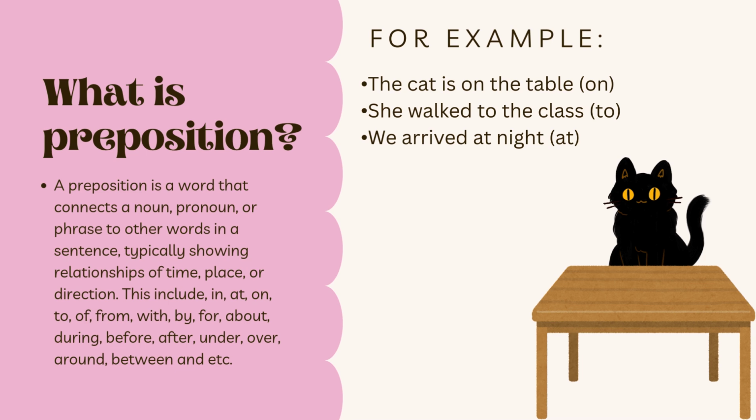So let's take a look at examples of prepositions. The cat is on the table. The preposition is on. She walked to the class. The preposition is to. We arrive at 9. The preposition is at.